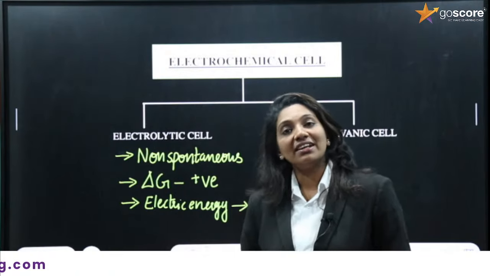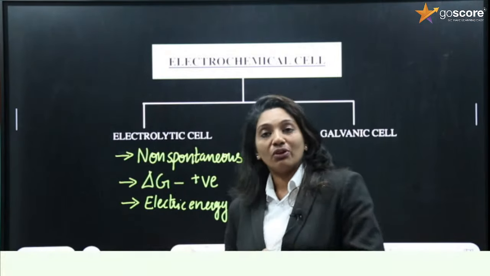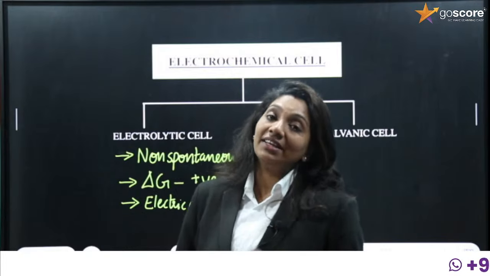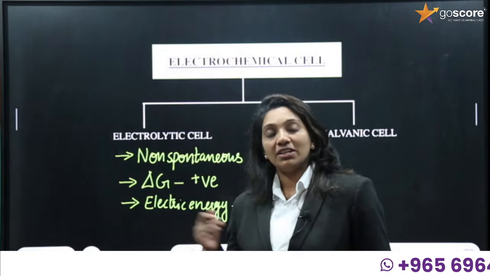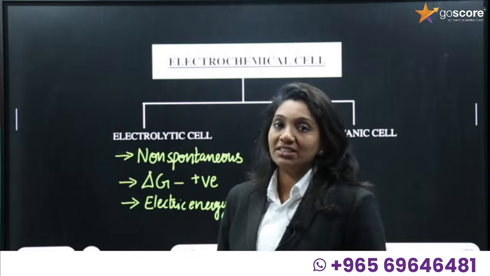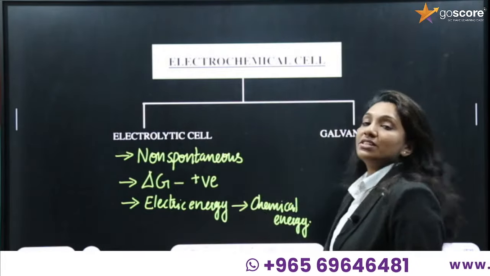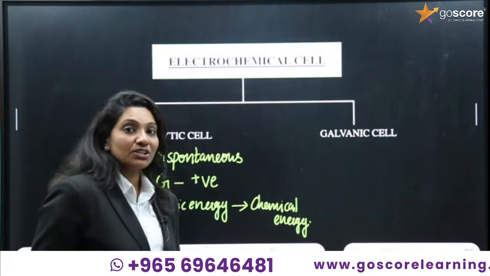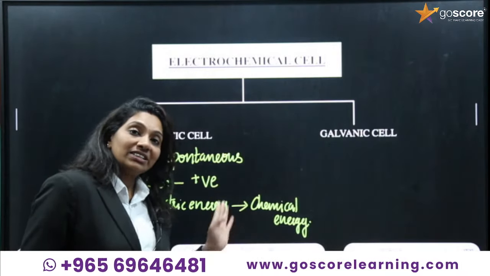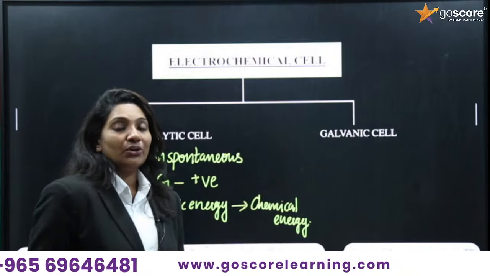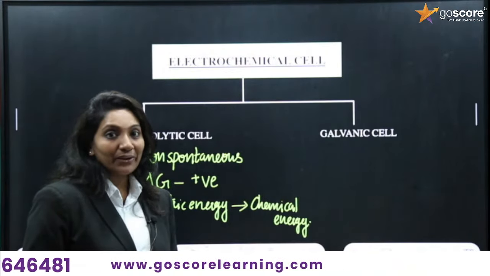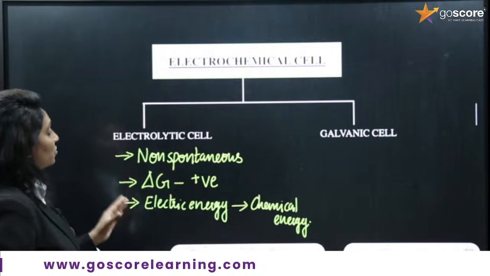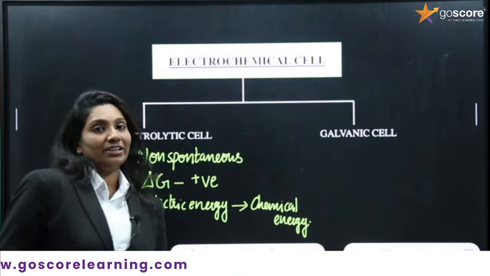So in an electrolytic cell, it is non-spontaneous, and for all non-spontaneous processes, the change in Gibbs energy, that is the delta G value, will be positive, right? And what is the conversion occurring there? The electrical energy is changing into chemical energy. That is the main point that you should know about the electrolytic cell.